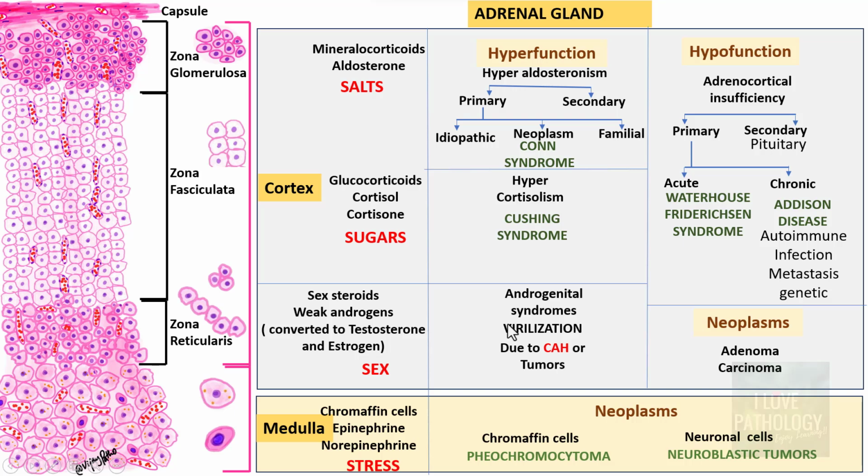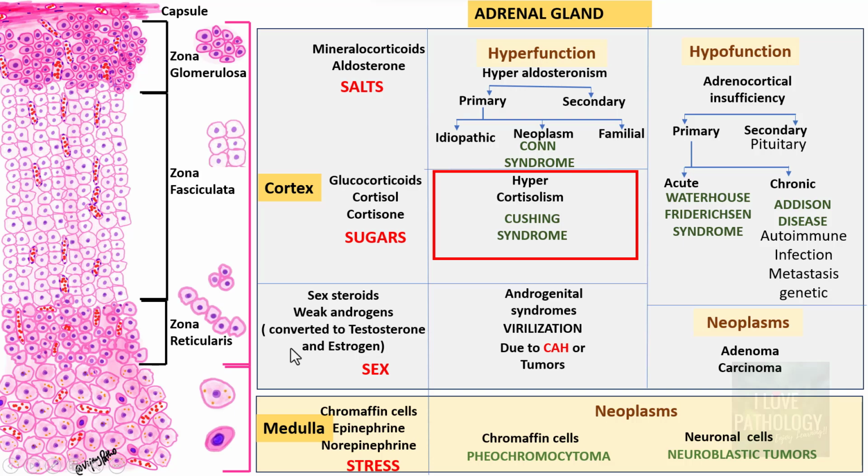So, if you recollect what we had discussed in part 1 of the adrenal gland pathology series, we had talked about the anatomy and histology of the adrenal gland, the functions of the adrenal gland, and various diseases associated with the adrenal gland, right? So, we talked about hyperfunction, hypofunction, and neoplasms involving both cortex and medulla.